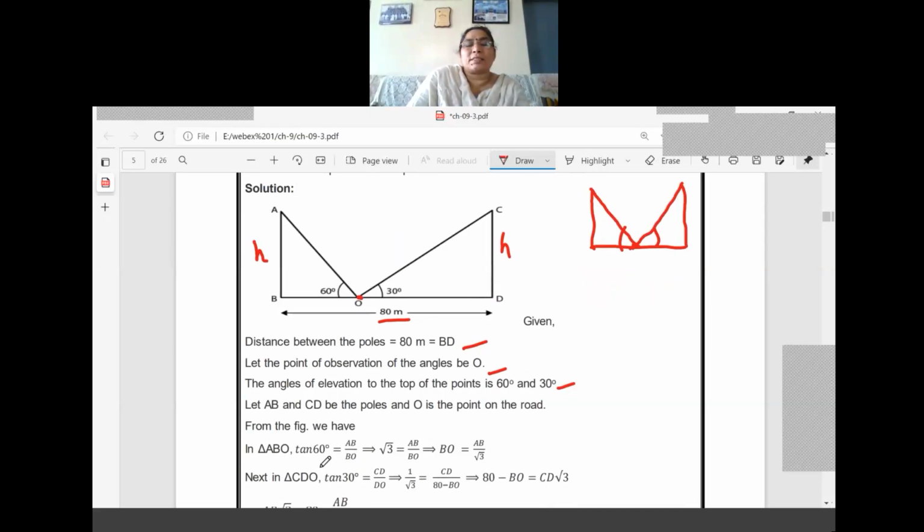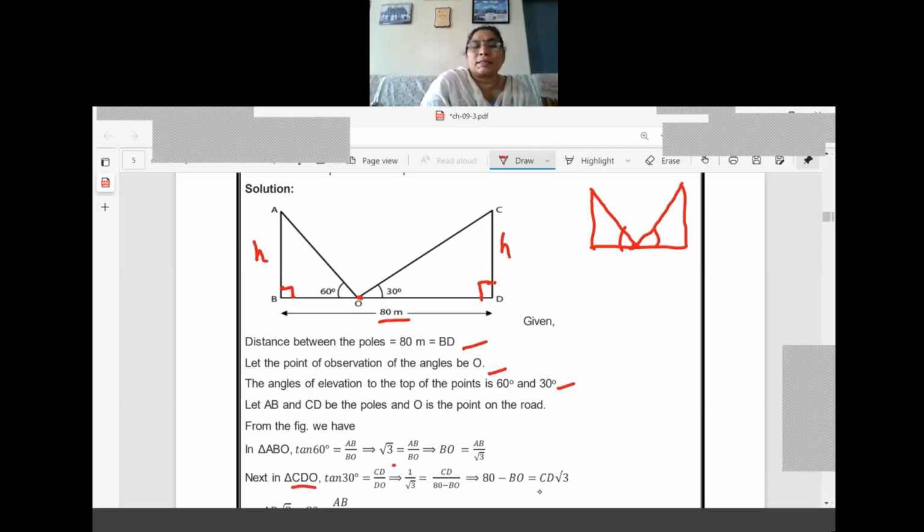So what is tan 60 here? AB by BO, in triangle ABO. I'll mark 90 degrees here, so there is no confusion next. Tan 60 value is root 3, equal to AB by BO, then BO equals AB by root 3. AB and CD are the same height, right? So tan 30 equals CD by DO. Another triangle we have taken, which is triangle CDO.